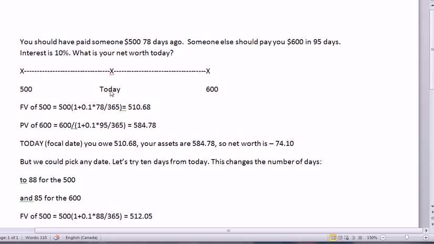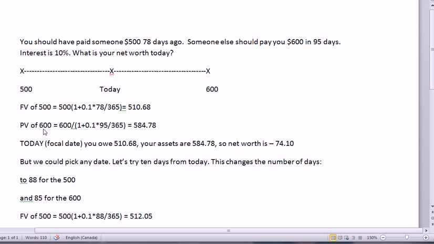Now, that's what you should have paid. So your debt has increased to $510.68. Now, let's look on the other side, what somebody should pay you. That's what we want. We want money to come in. That's going to be a present value problem. So what you're saying, in effect, is instead of waiting 95 days, can I have my money today? So you'd expect to get less money. It's a present value problem.